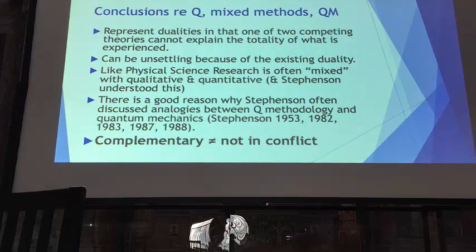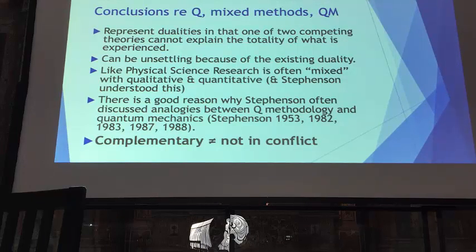So in conclusion, right, we see dualities or complementarity in Q, mixed methods, and quantum mechanics. Yet they're competing theories, right, but they're not in conflict. And we need both aspects to describe what's physically happening, right?